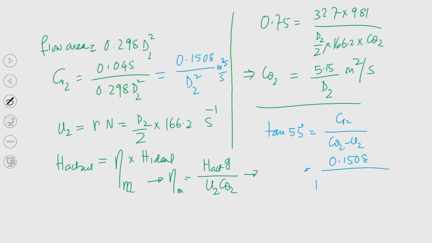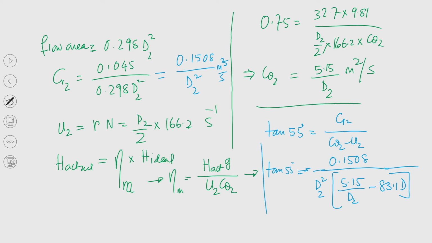And what is c theta 2? C theta 2 is 5.15 by d2 minus 83.1 d, right. 83.1 d is the value of u2. You can understand 166.2 by 2, that is 83.1 into d2. So, now this is tan 55.